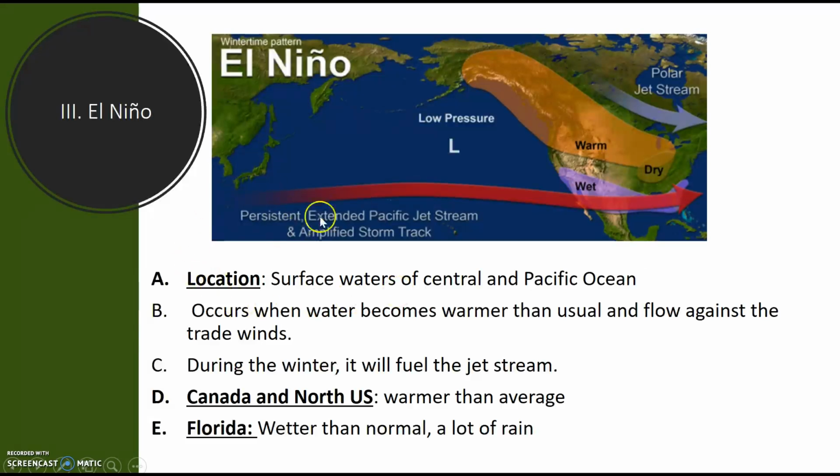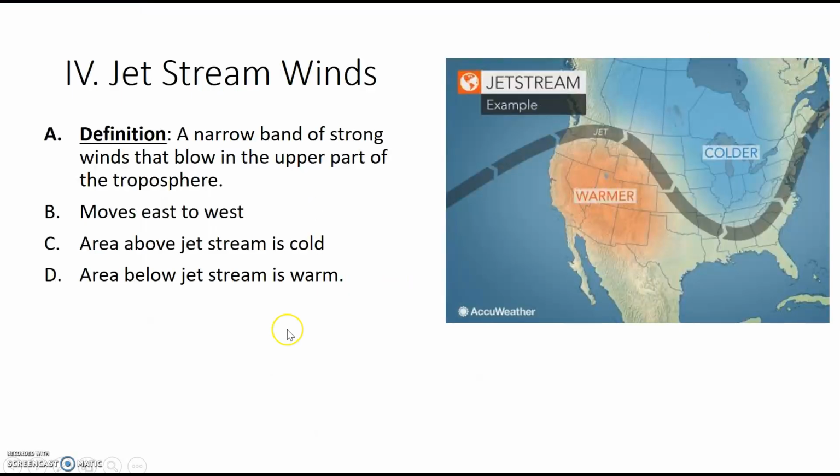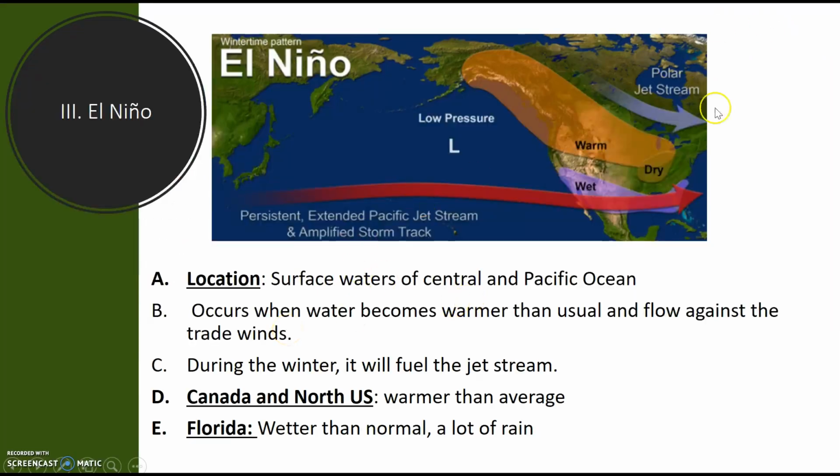Okay, so again, this is happening here. This is El Niño. This is abnormal, so this is not like a current or anything. This is an abnormal event that occurs when it gets a little warmer than normal. And it's going to fuel your jet stream and cause extreme temperatures.